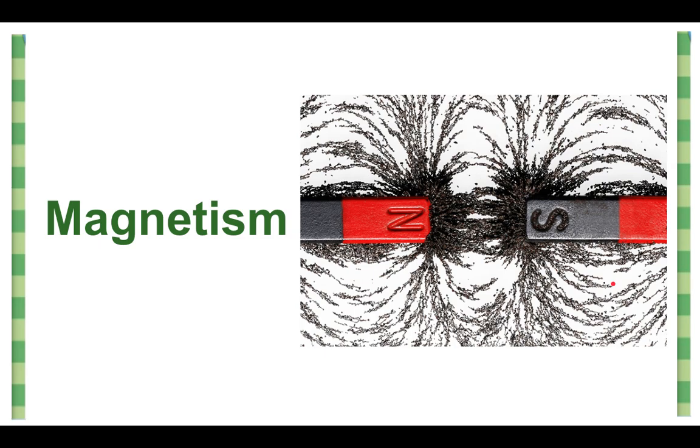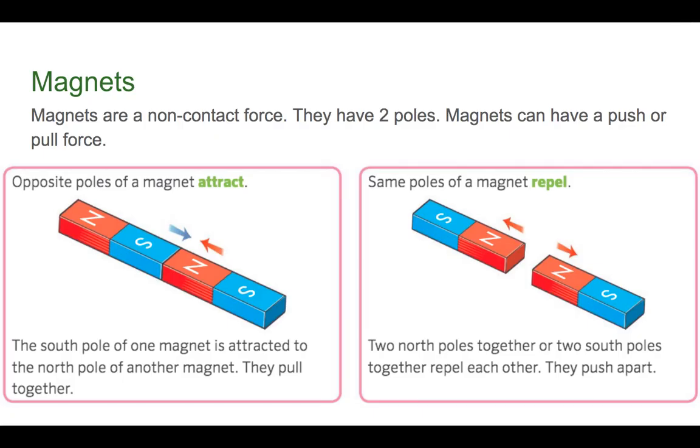All right, now let's move on to magnetism. Magnets are a non-contact force. They have two poles, and magnets can have a push or a pull force. Opposite poles of a magnet attract. Here we have the north pole and south pole of one magnet and the north and south pole of another magnet. As you can see, the north and the south poles attract.